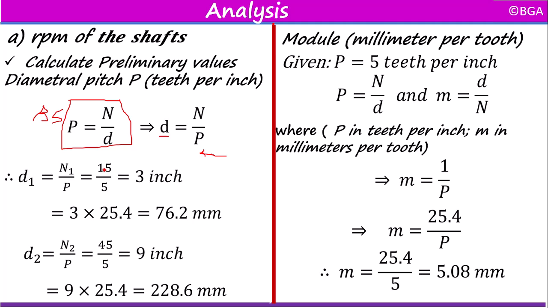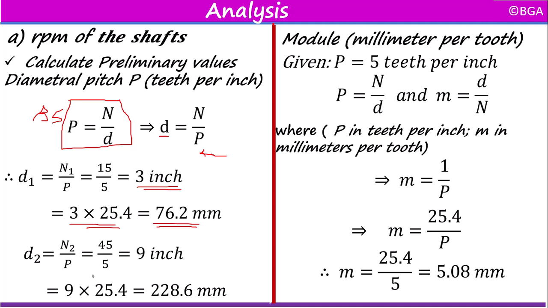So the number of teeth for the first gear, the pinion gear, is 15 divided by 5, and then you get 3 inch. So 3 inch is the diameter of the first gear, or the input gear. If you convert this into millimeter, you multiply it by 25.4 and get 76.2 to be the pitch diameter of gear 1.